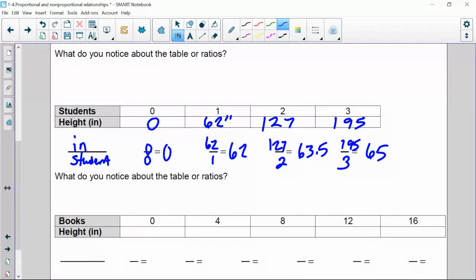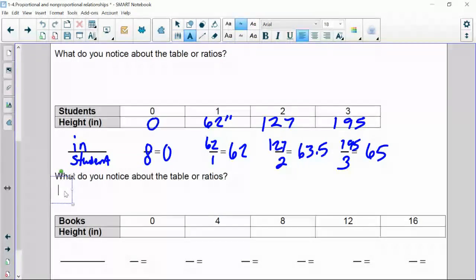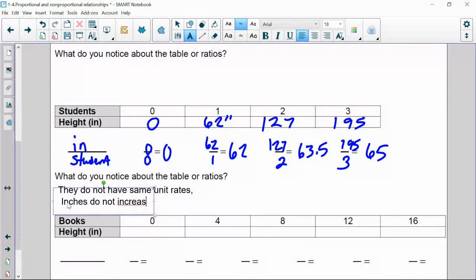Okay, so what's something that we notice about this? What do you notice about the table or the ratios? Well, do they increase all at the same rate? So they do not have the same unit rates. They didn't reduce to a common number. Do we increase going from one height to the other height at the same rate? No. So we could say inches do not increase the same.